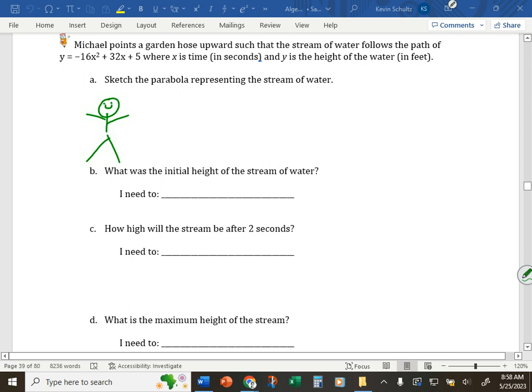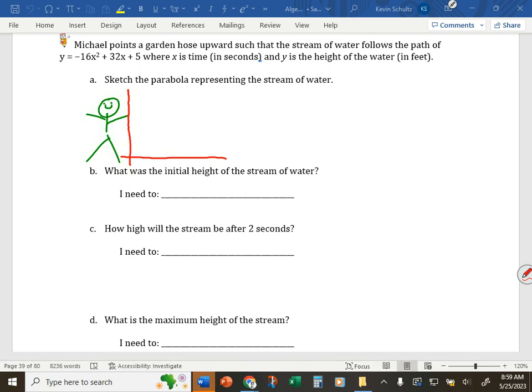But he's holding this hose, and the stream of water is following the path of y equals negative 16x squared plus 32x plus 5. So I'm going to make my axes here. Here's the y-axis. Here's the x-axis. The y-axis, like we've talked about in context before, is height, and the x-axis is time. X is time in seconds, and y is the height of the water in feet.